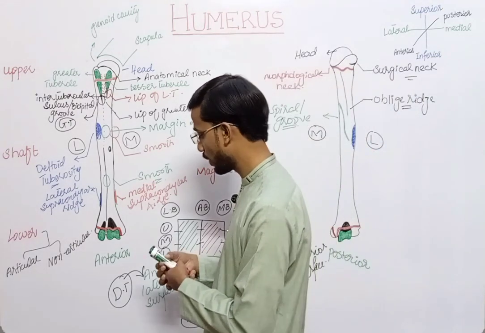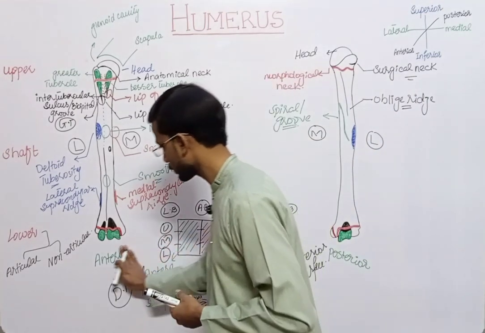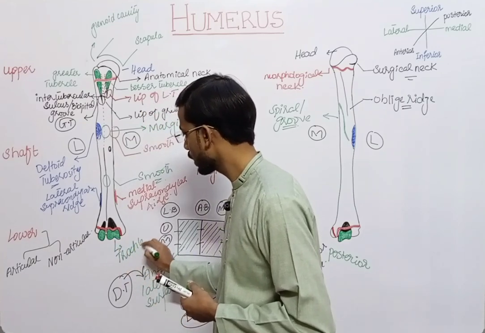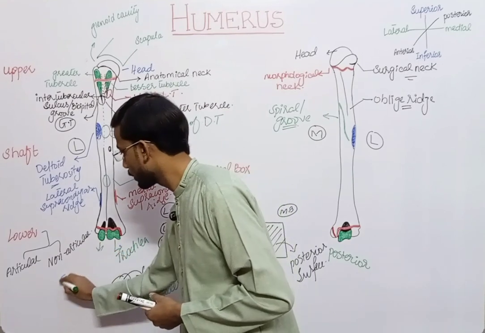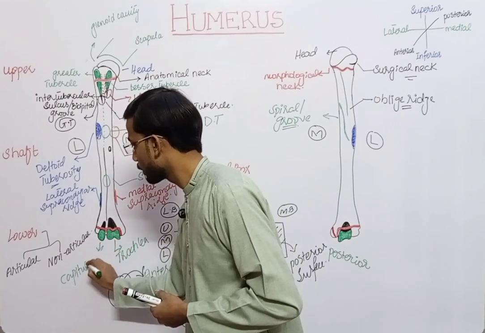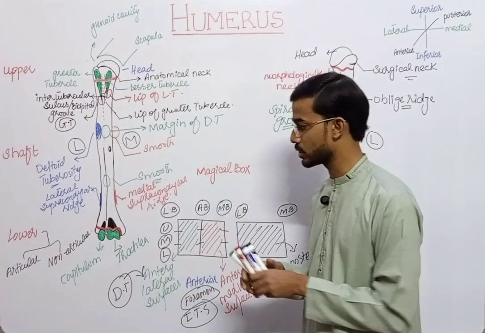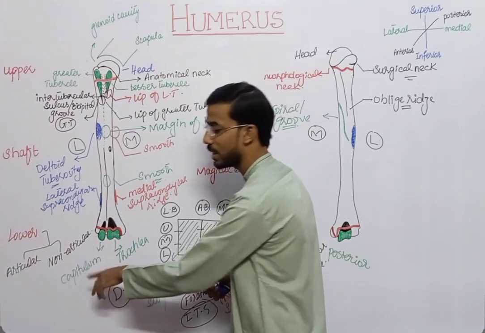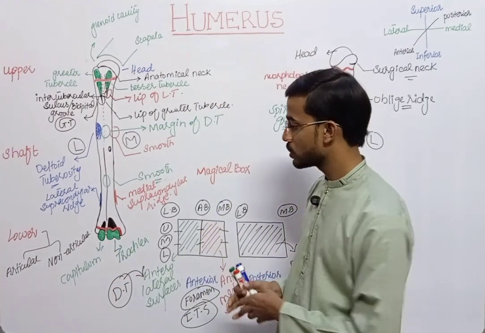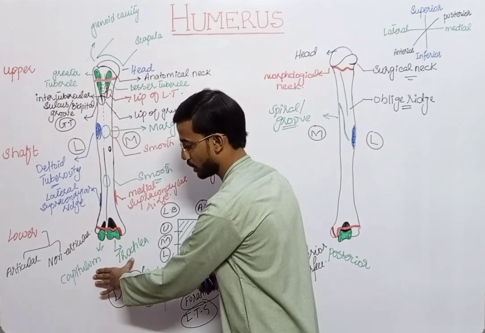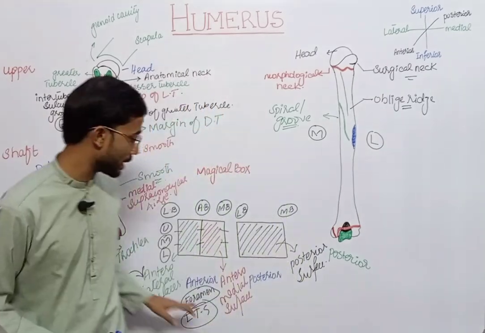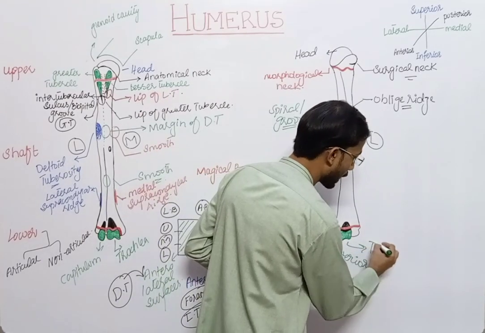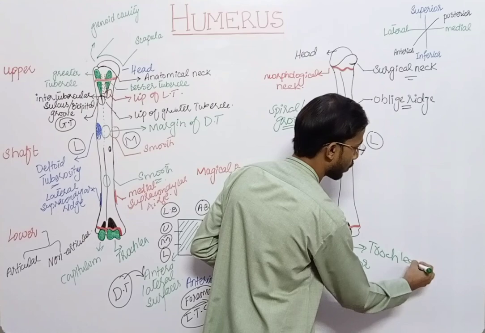First of all, the important components are the trochlea and the capitulum. These are the two important components. Trochlea will attach to the ulna and the capitulum will attach to the radius. So these are the articular portion or area. This is at the anterior side, and we will see only trochlea at the posterior side. Trochlea.